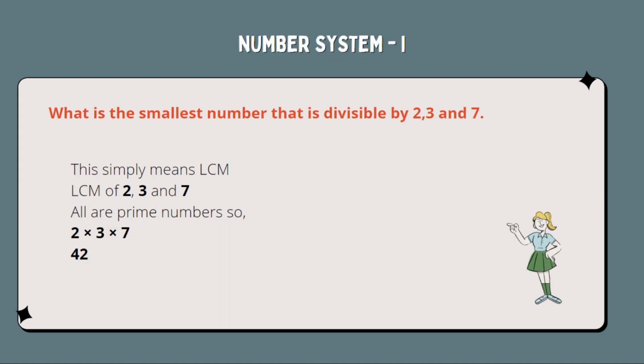The first question is, what is the smallest number that is divisible by 2, 3 and 7? This simply means that it is asking you to find the LCM. So 2, 3 and 7 are all prime numbers. So we simply multiply them to get the LCM. We multiply 2 into 3 into 7, that is 42. So 42 is the smallest number that is divisible by 2, 3 and 7.